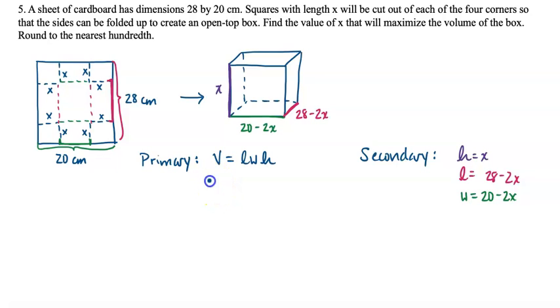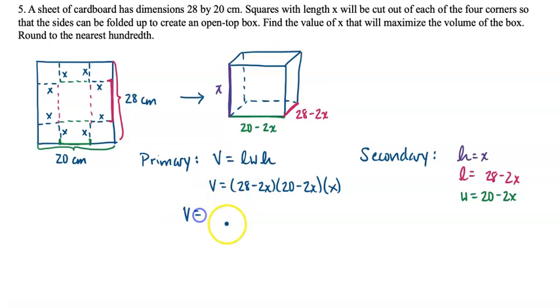And so I can rewrite this volume as the length, which is 28 minus 2x, times the width, which is 20 minus 2x, times the height, which is x. So we did these first few steps. So now our goal is going to be to take the derivative of this primary equation, set it equal to 0. But before I take this derivative, because I have three different things multiplied together, I'm just going to do this multiplication. I do not want to take the derivative like this. And so let's just rewrite the volume.